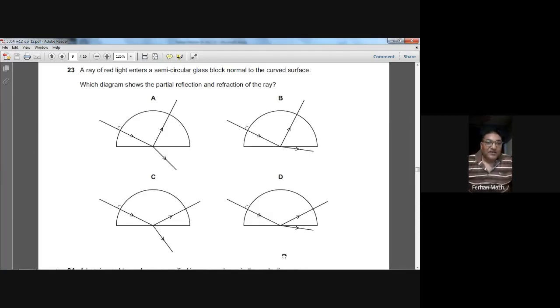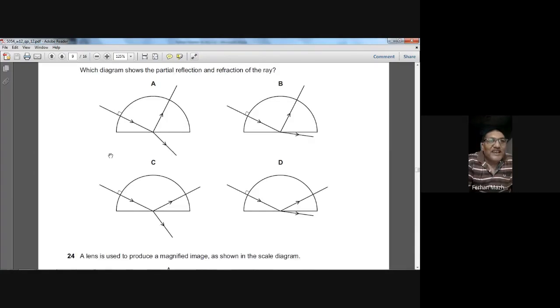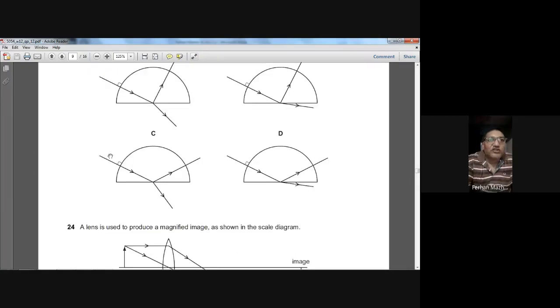But you will observe when the light emerged out of the glass, it emerged out of a dense medium into a rare medium. It was supposed to bend away from the normal, but it bent towards the normal. That's why option C is also rejected. So the only correct option is D. I hope you are following my instructions and you are able to understand this question. It's a little bit tricky question. Okay, so we are moving to the next question, question number 24.